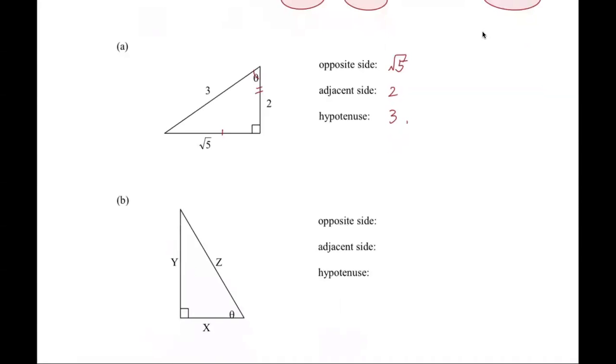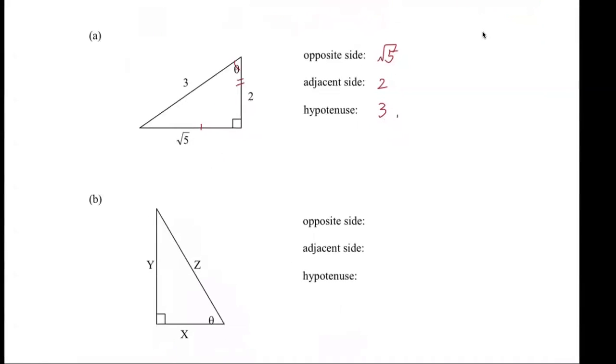If you use the Pythagorean theorem, you can verify this. Square root of 5 squared plus 2 squared is equal to 5 plus 4, which is 9, which is equal to 3 squared. So this is right.